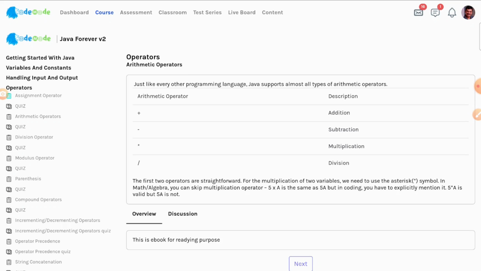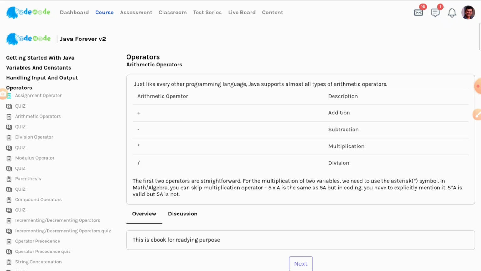Currently we are learning operators, and in today's class we will look into arithmetic operators. In the previous class we learned about the assignment operator. Operators are symbols with special purpose or meaning in Java. Apart from the equal to sign, which is the assignment operator, Java provides several arithmetic operators to perform arithmetic tasks.